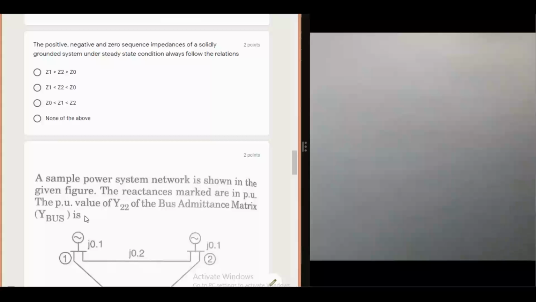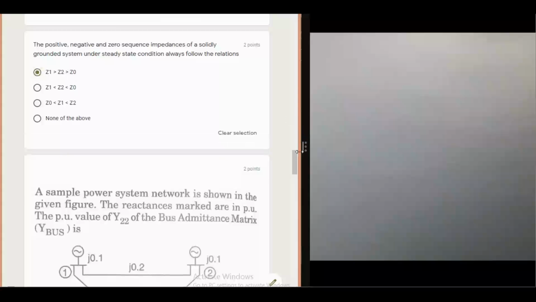Then question number 10. The positive, negative and zero sequence impedances of a solidly grounded system under steady state conditions always follow which relation? Here in steady state condition, the positive sequence impedance is greater than the negative sequence impedance, which is greater than the zero sequence impedance. Here the first one is the correct option.